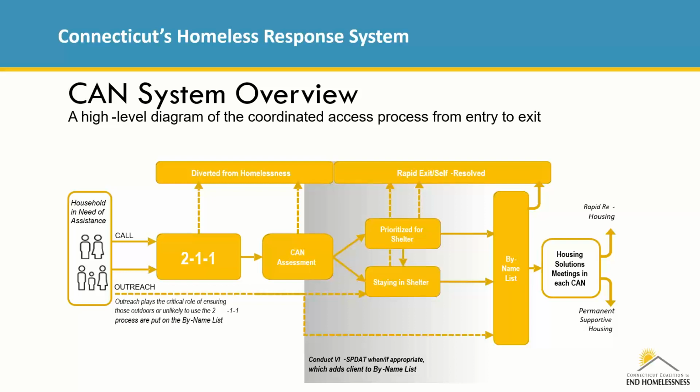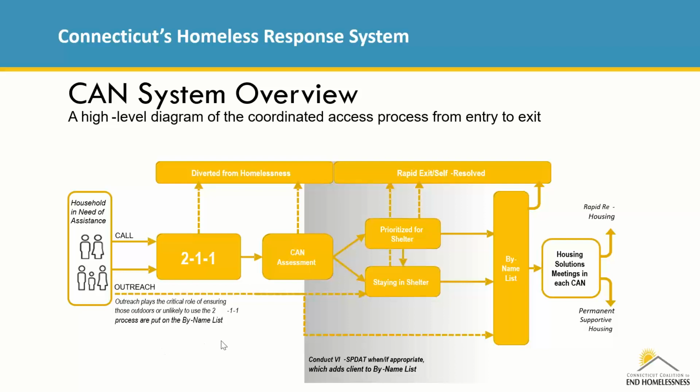In order to access any of those financial assistance programs, a client would either need to be entering into an emergency shelter, or be connected to a homeless outreach worker, and those case managers would have conducted what we call a VI-SPDAT, which is basically a vulnerability survey that would get them onto what we call our by-name list. That is a list of all the people across Connecticut that we are aware of that are experiencing homelessness, that are in need of housing interventions.